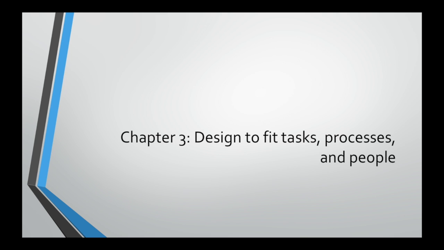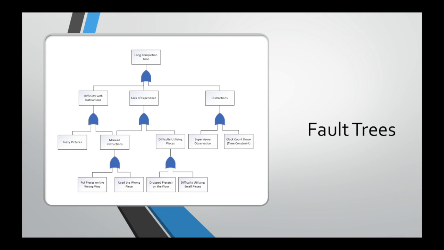Now we will talk about the types of charts we have created for this project. This is a fault tree diagram. At the top level, we have defined our unfavorable result of the study as a long completion time by a participant to build a LEGO assembly. Each of the blue symbols is an OR logic gate, indicating that at least one element of the level below contributed to the elements above the gate.